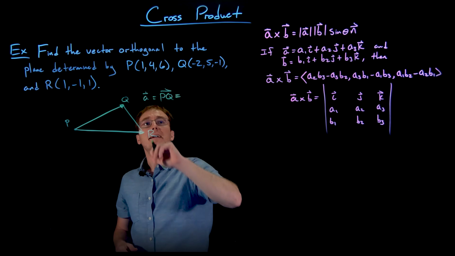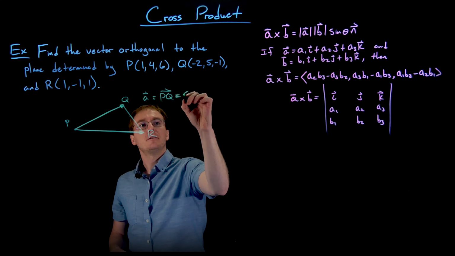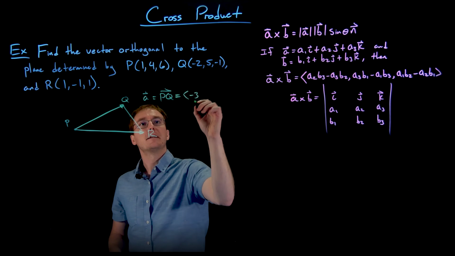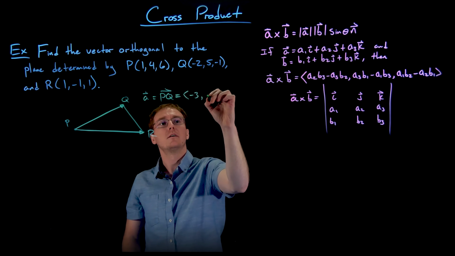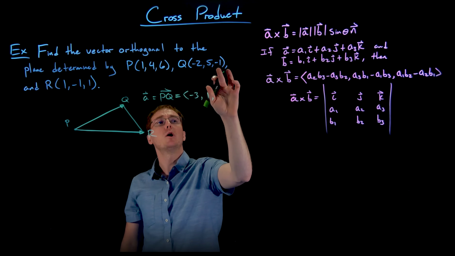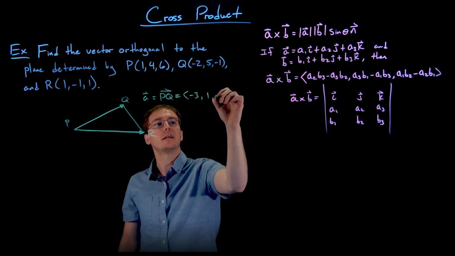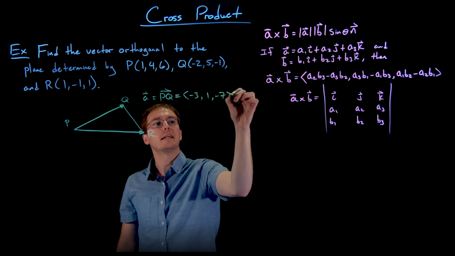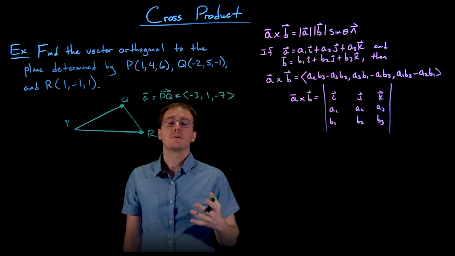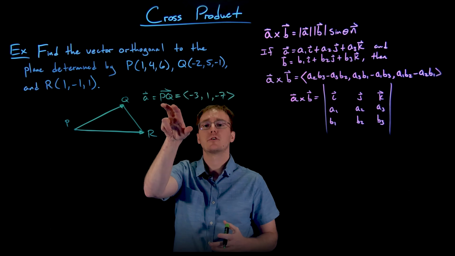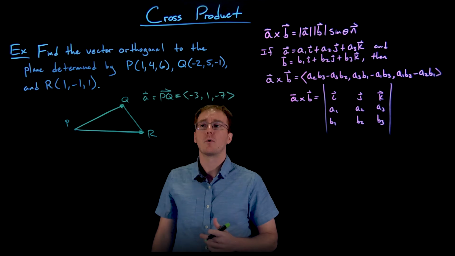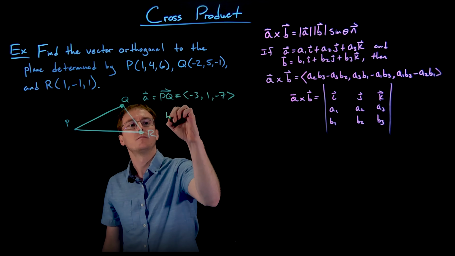So -2 minus 1 will give us our first component, and that will be -3. Our second component will be 5 minus 4, which is 1, and our final component will be -1 minus 6, which is -7. So our first vector in our plane, we can call it A, but it's really just the vector that goes from P to Q, those 2 points in our plane.